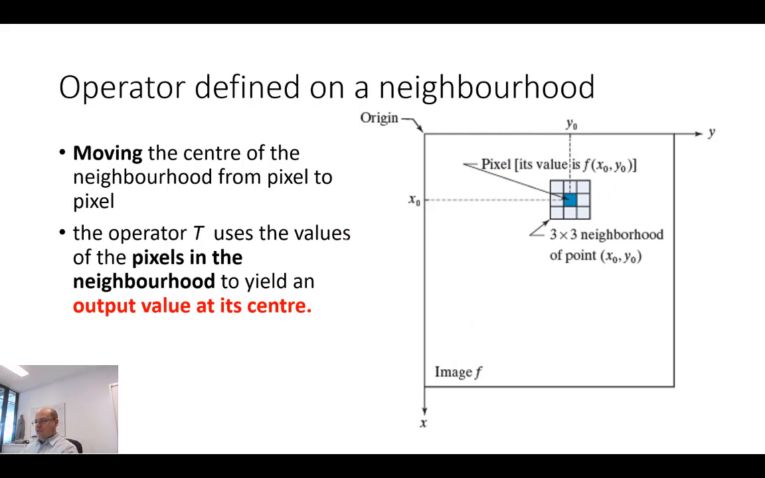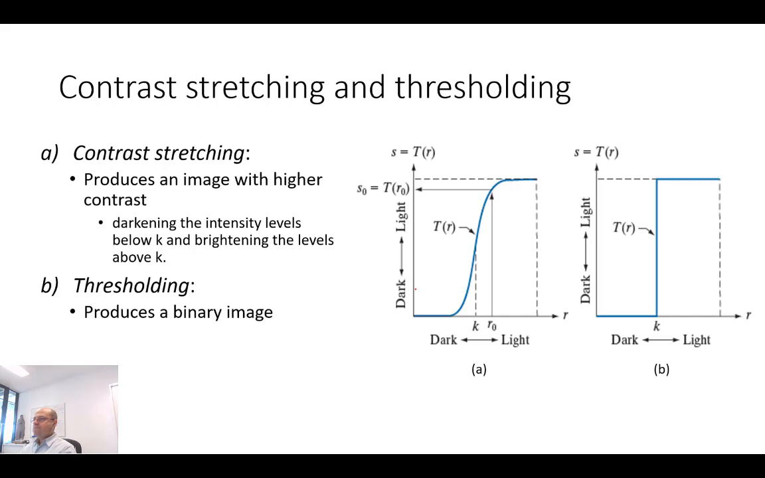Again, the operator T uses the values of the pixels in the neighborhood to yield an output value at the center of the neighborhood. Let's start with some pointwise methods, which are contrast stretching and thresholding.